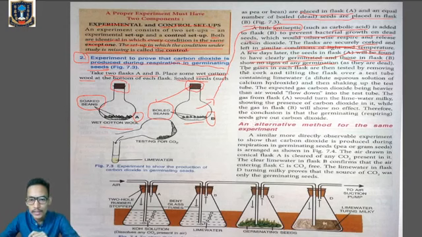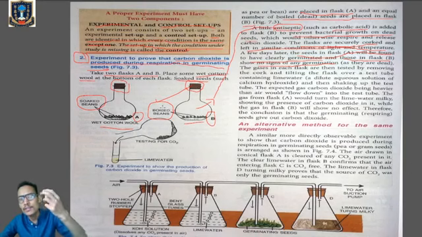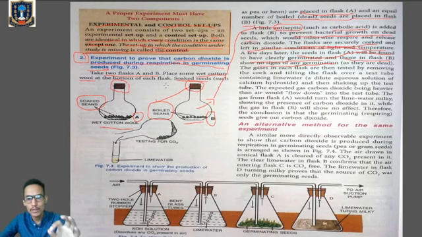Now number 2, the gases in each flask are then tested by removing the cork and tilting the flask over a test tube containing lime water. It is very important. Now we have to test the presence of gas in each flask. How can we test the presence of gas in each flask? First of all, we have to remove the cork. Clear? After removing the cork we have to slightly tilt the flask over the test tube containing lime water.